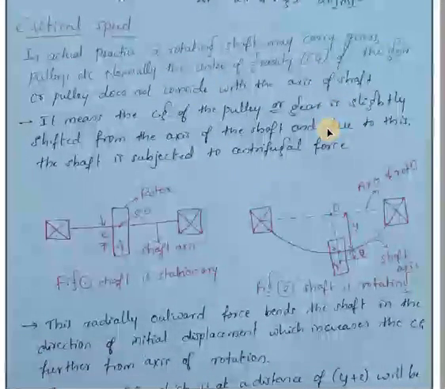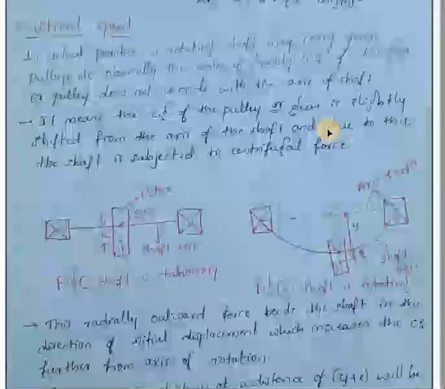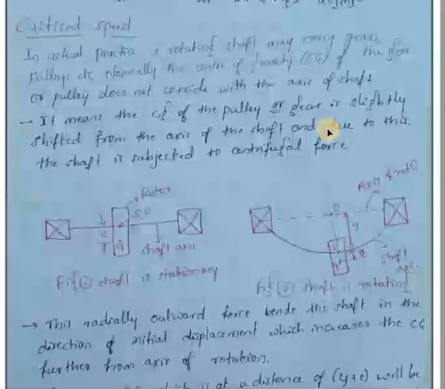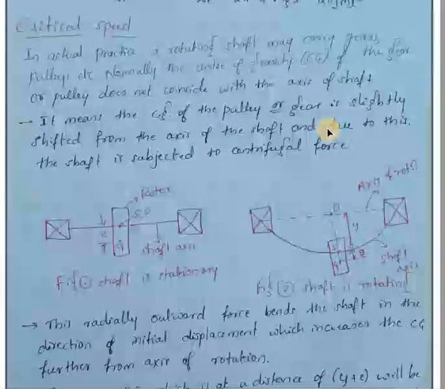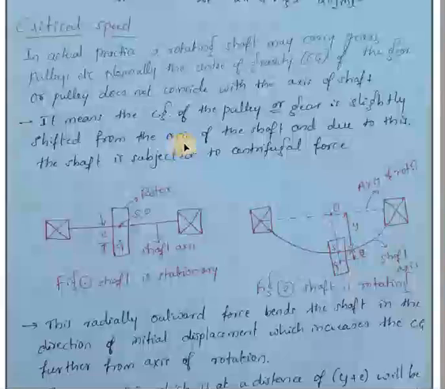the next topic is the critical speed. In actual practice, a rotating shaft may carry gears, pulleys, etc. Normally, the center of gravity of the gear or pulley does not coincide with the axis of the shaft. Because of that, there is vibration. It means that the CG of the pulley or gear is slightly shifted from the axis of the shaft, and due to this, the shaft is subjected to centrifugal force.